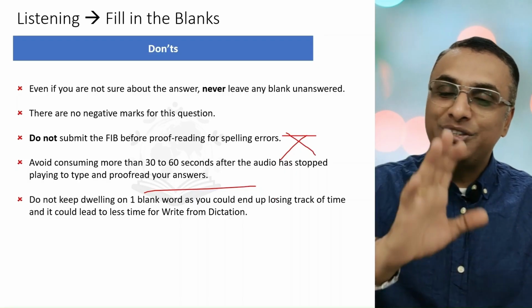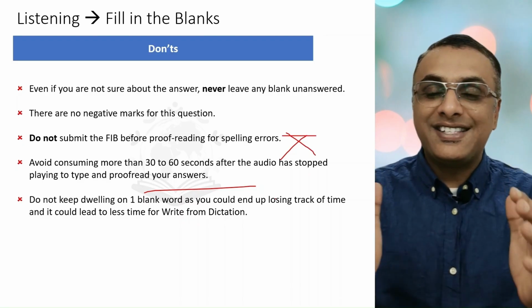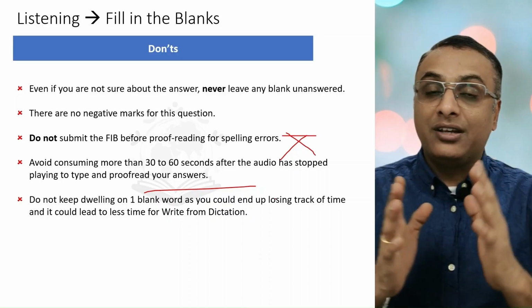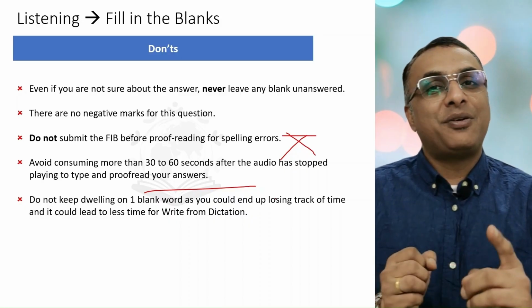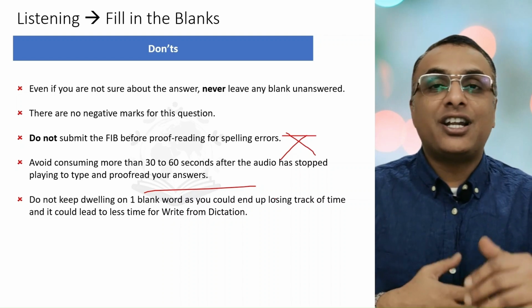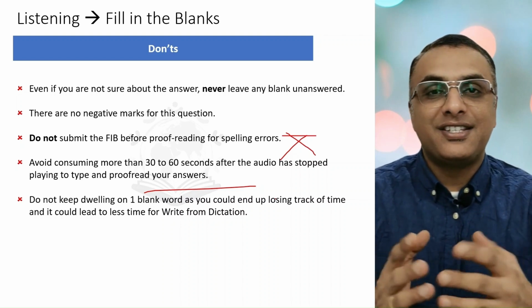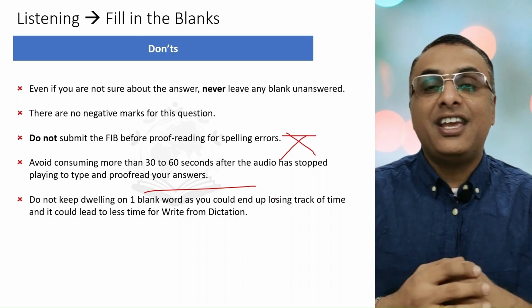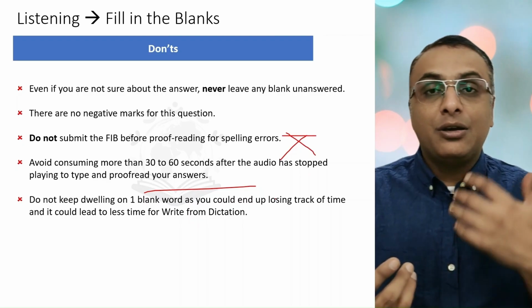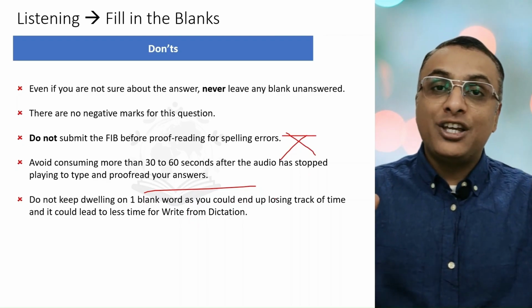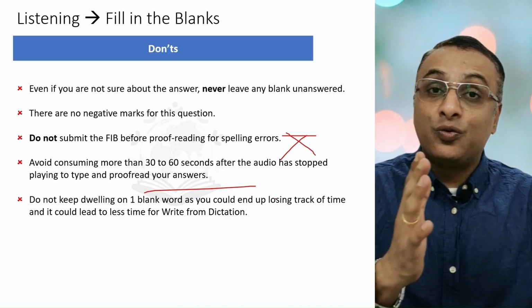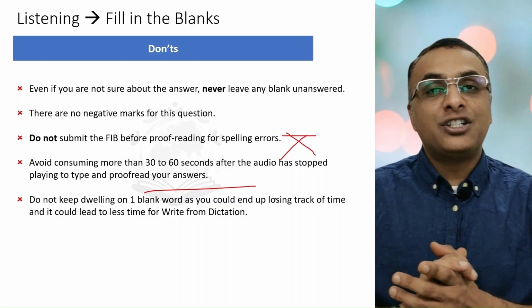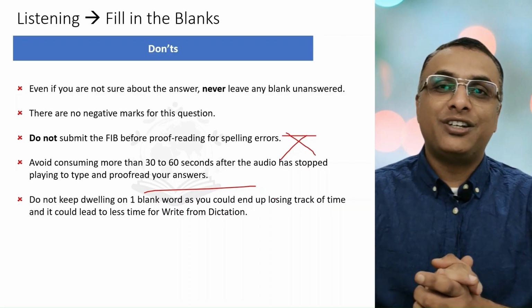And then if you lose track of time, you will get less amount of time for your write from dictation. You might end up missing one. If you even end up missing one write from dictation, be rest assured that you will not get 79 plus in your exam. So make sure to manage your time very, very effectively, from typing it, proofreading it, and then making sure that you have good 12 to 14 minutes of time for your write from dictation. I hope you have understood all of these don'ts, and let's proceed forward.